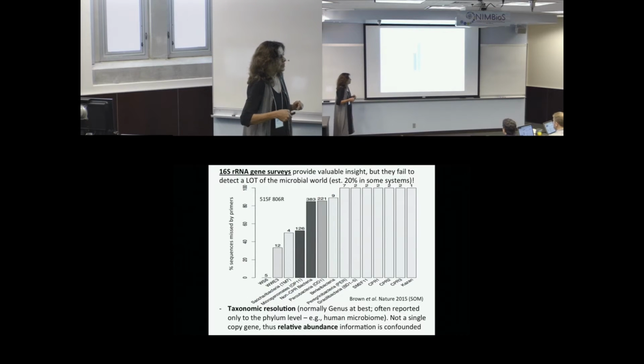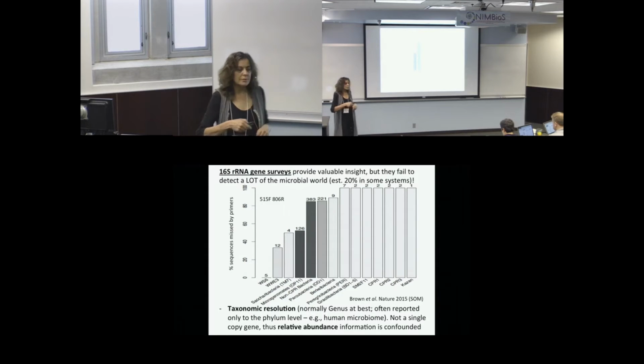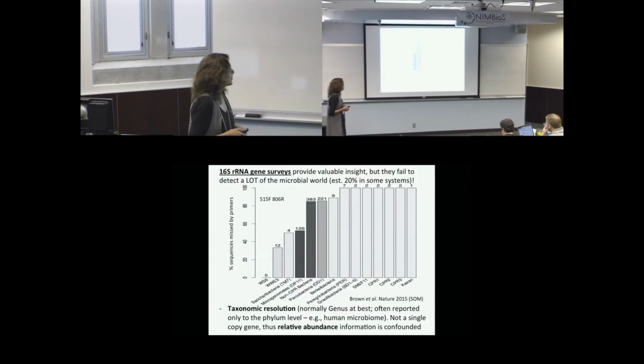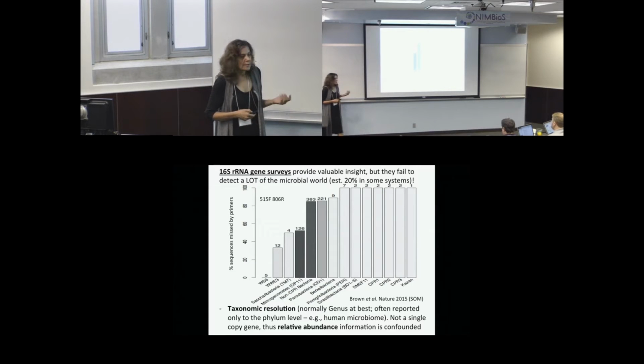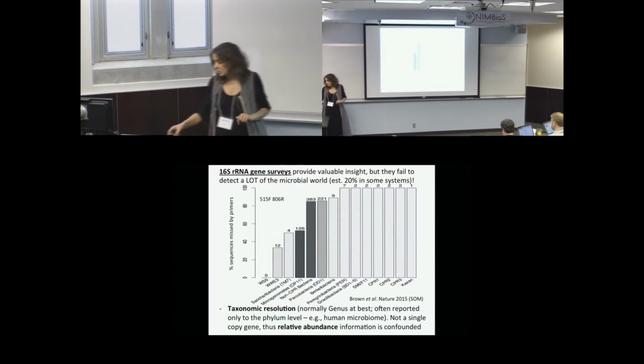They also have limited taxonomic resolution, which is great for some things. But for certain kinds of questions, it's really important to be able to say something about what a species is doing or a strain is doing. I'll give an example of that in a moment. And they're also fundamentally limited in their ability to provide information about abundance because there's not a single copy gene.